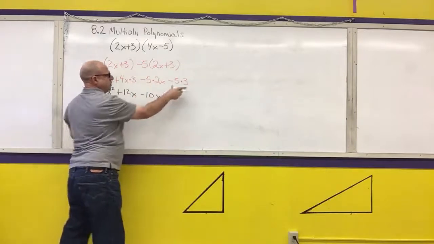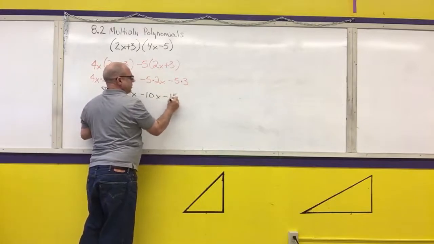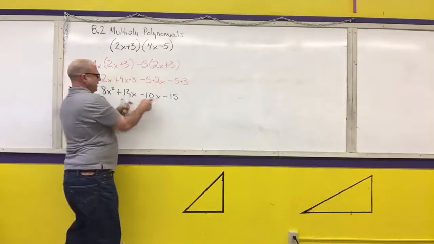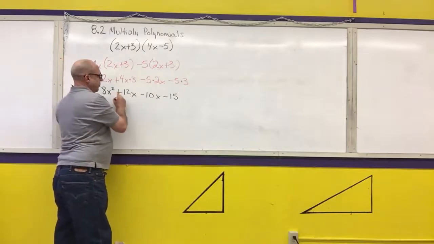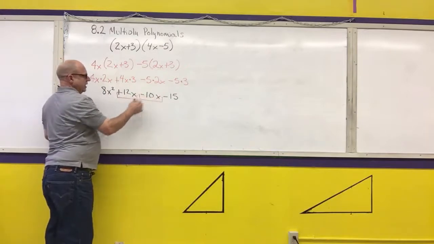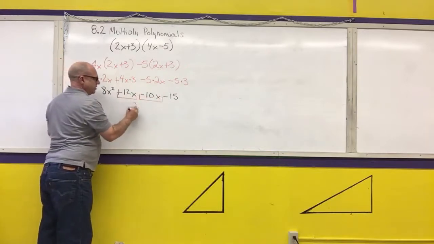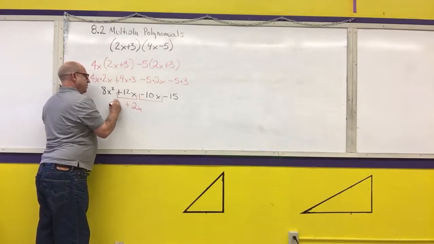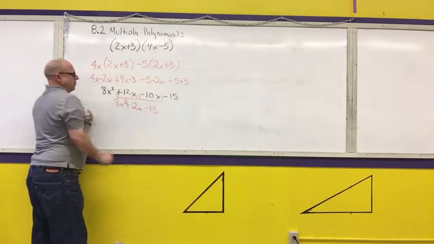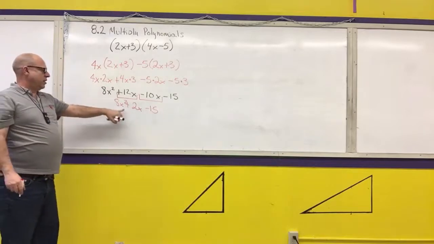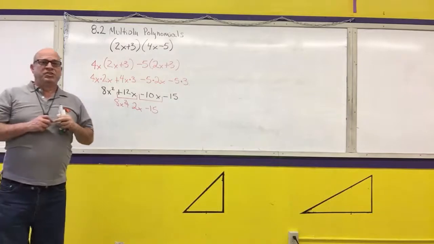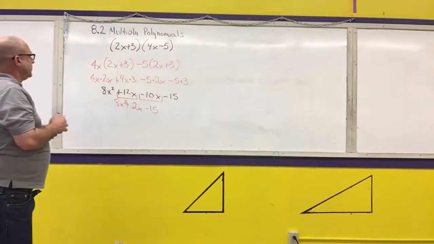Unlike the previous problem, on this problem I have two terms with x's in them, so I need to combine these like terms. I have 12x minus 10x, and that is 2x. And every other term stays the same. And my final answer would be 8x squared plus 2x minus 15. And that's using the distributive method.